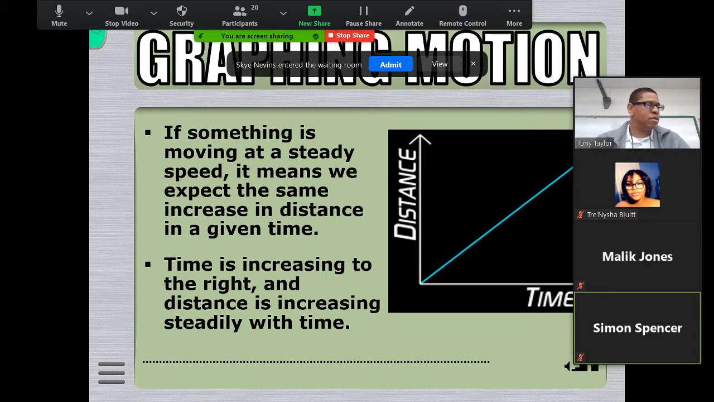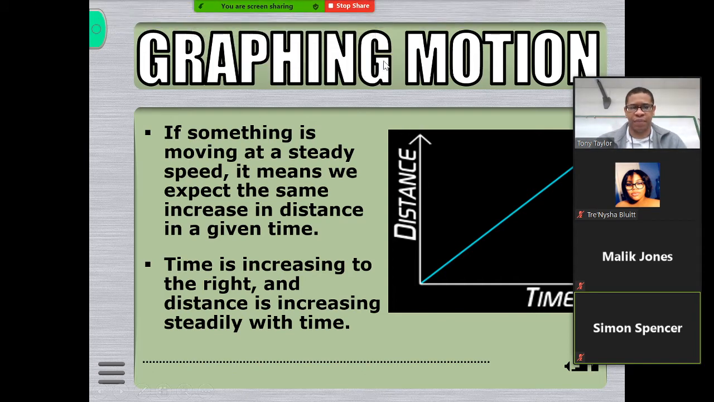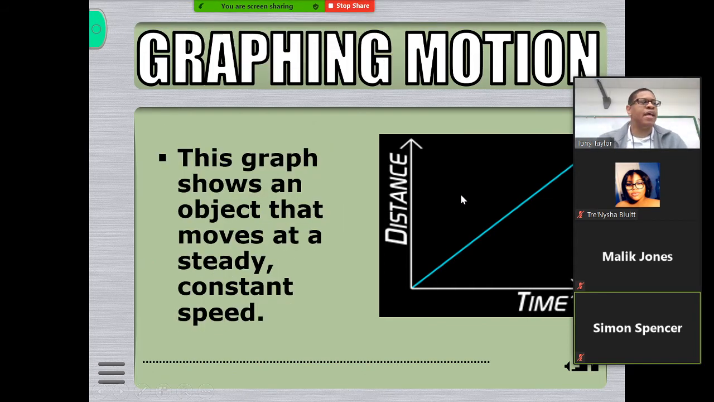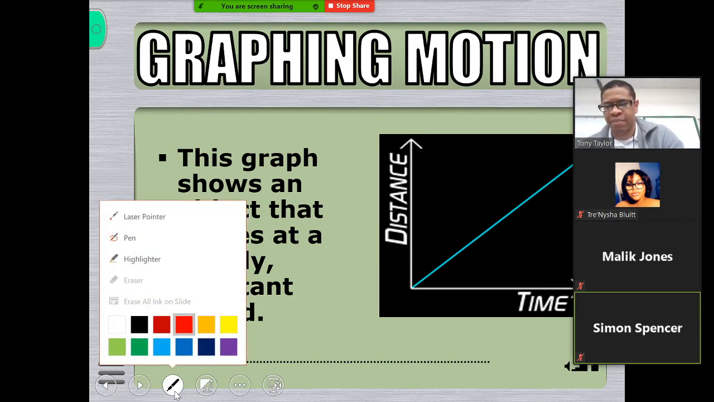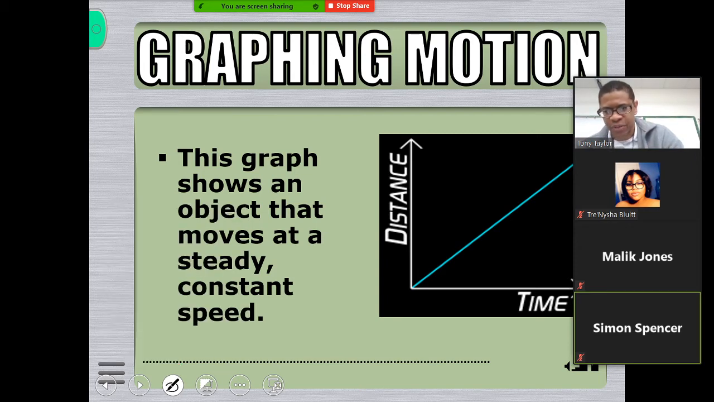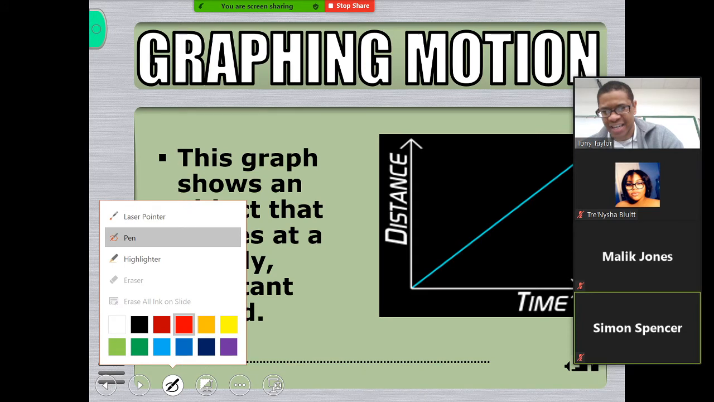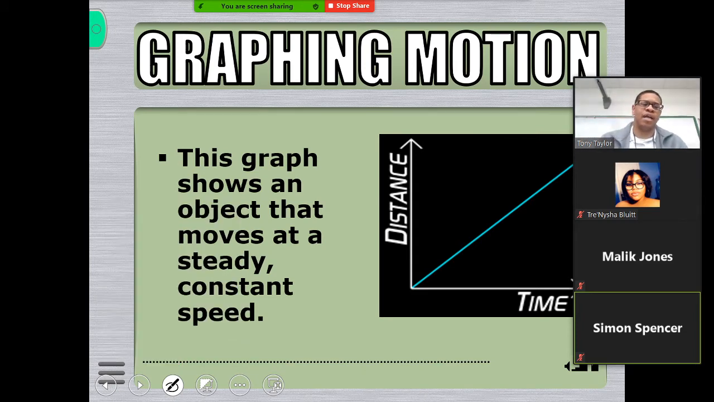I'm going to give you guys a little preview of something. If this right here represents an object moving at a constant speed, how would something that's accelerating look? I'm getting a little ahead of myself, but this is a perfect point, because I want you guys to see the difference between an object that's moving at a constant velocity and an object that's accelerating, or speeding up, because we're going to see more of this next class period.